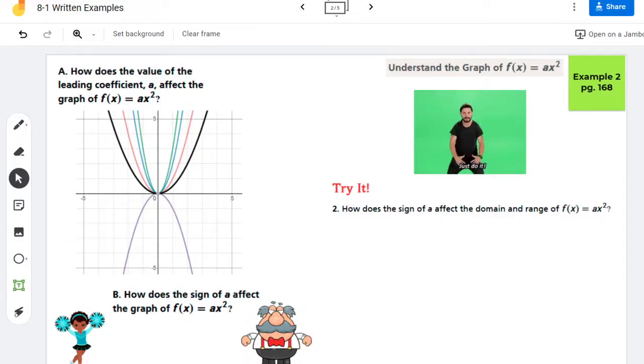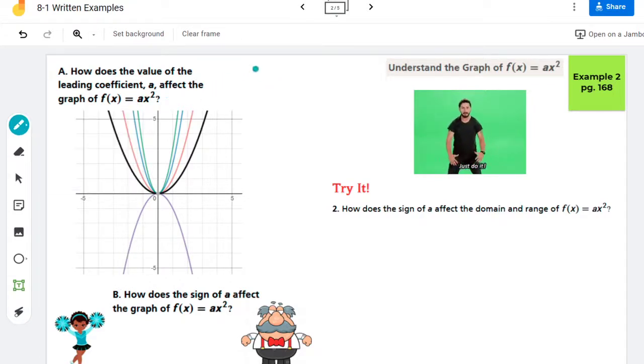In today's video, I'm covering example 2 from section 8-1 in the SavvasRealize Algebra 1 textbook. The goal of today's video is to understand the graph of f of x equals ax squared. So, notice this isn't quite the parent function of a quadratic. This is dealing with what's called a leading coefficient, a.